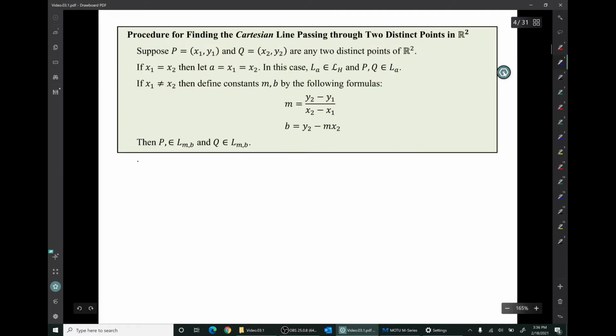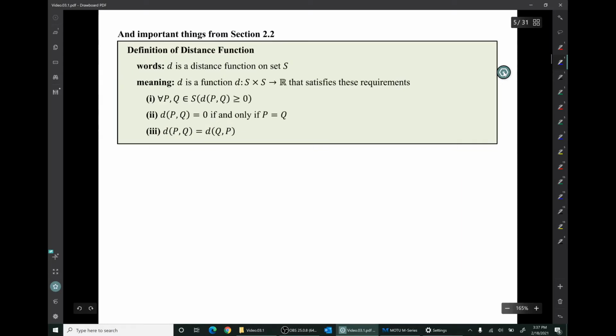We discussed in Chapter 2 this procedure for finding the Cartesian line passing through two distinct given points in R2. You had to first figure out if those points had the same x-coordinate or different x-coordinates, and the line that you built had different descriptions depending on those two cases.